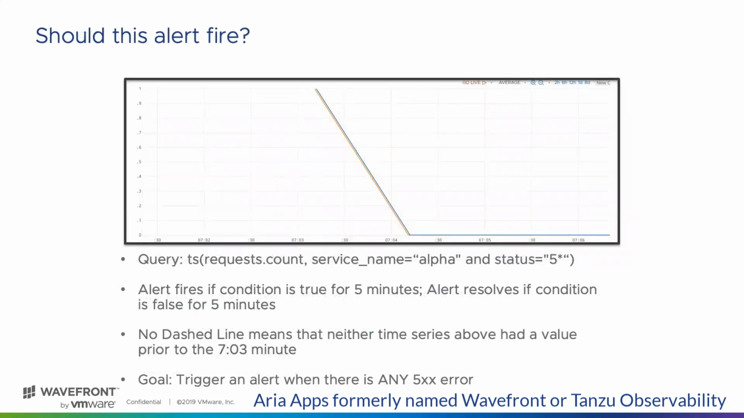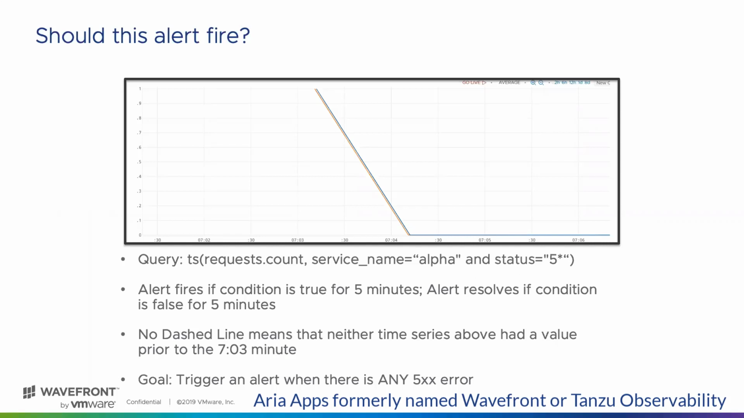Okay, here's just one more of these sort of interesting cases. This was a case where the goal of this alert is to trigger an alert when there is any 5xx error, like one and only one. And I would say, by the way, it's great if you're running into weird alert things like this and you want help, please do reach out. We're happy to help with it.